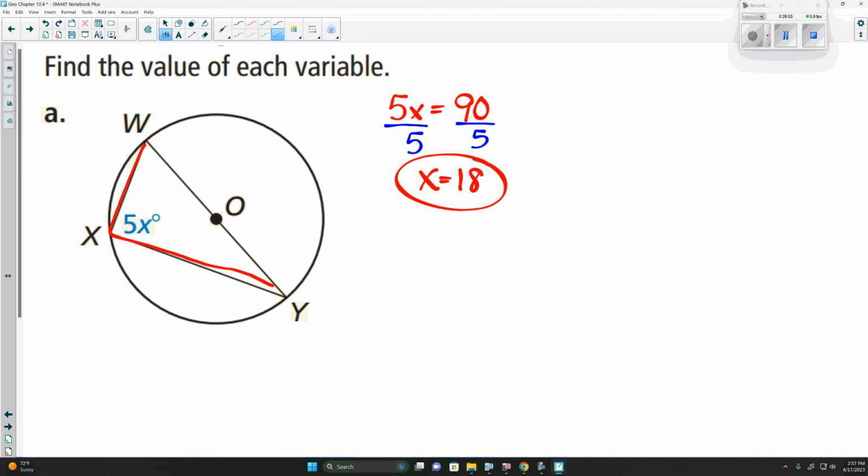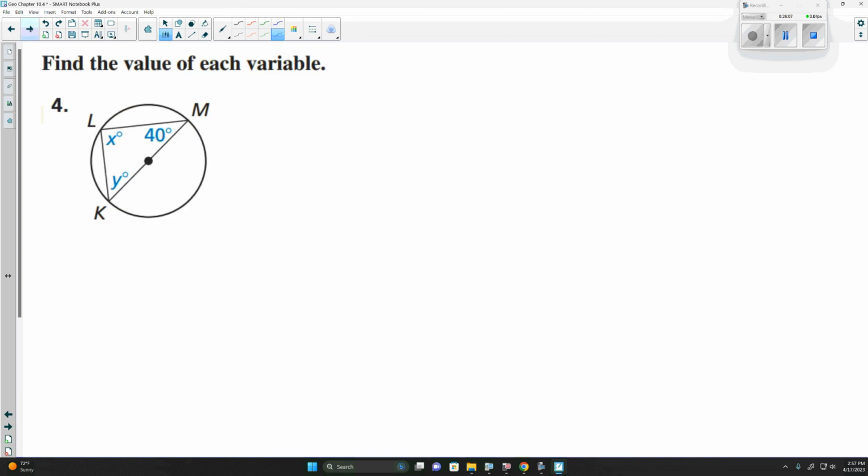We're ready to take this a step further. Not really. So here we want to find X and Y. One of these is easier to find than the other.